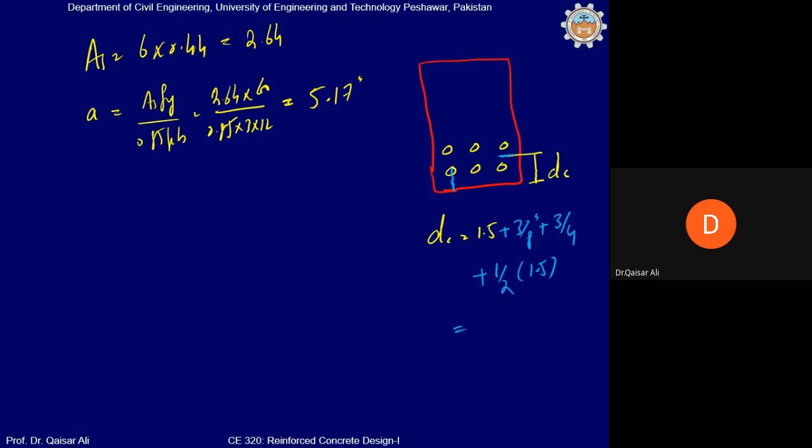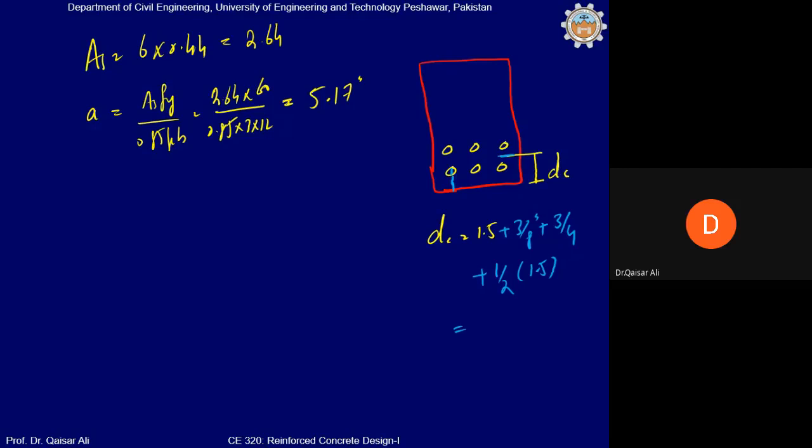Qualitatively, can you tell me whether this DC will be more or less than the previous case? Sir, it will be less. DC will be more. It will be more, 3.37. It will be more, because in that case the reinforcement provided in layer 1 was greater than reinforcement provided in layer 2. So the centroidal point was closer to layer 1. So DC in that case was lesser.